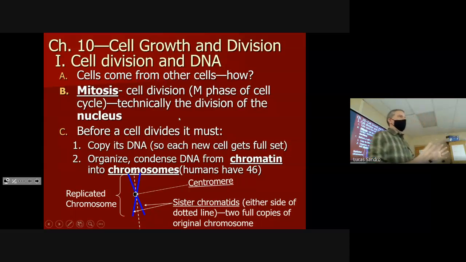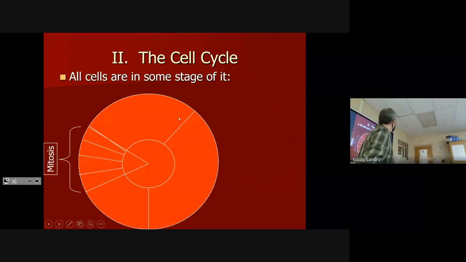So not every cell is going through mitosis all the time, but every cell is going through some phase of this called the cell cycle. So this will be the last thing we do. If you're going to draw it early here, draw it big. Not a ton of wording, but it's good to have it big. All cells in your body are somewhere in this cycle.